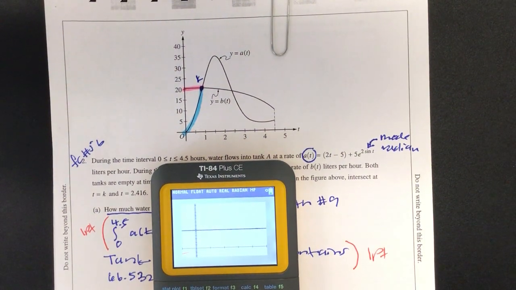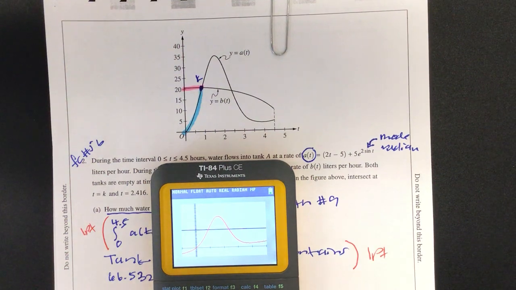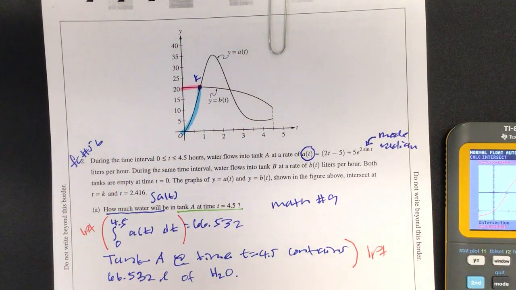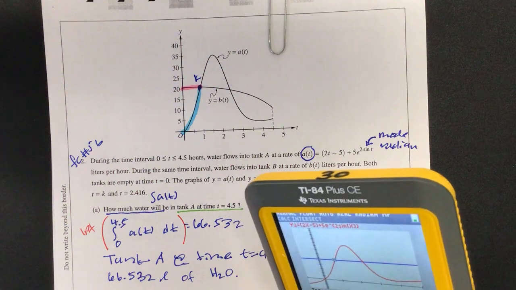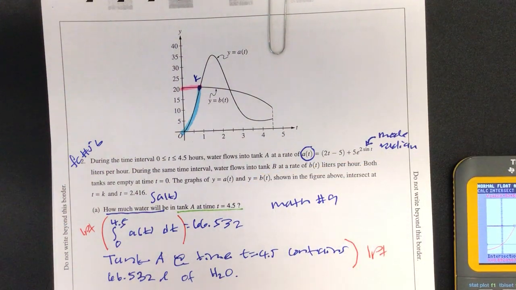If you don't graph this and find the intersection, your answer is going to be rounded as we go, which means there's a chance it could be incorrect. So our graph looks like this. I'm going to go to 2nd calc, 5, intersection, enter 1, 2, and 3. And that number, my K value, is about 0.892.